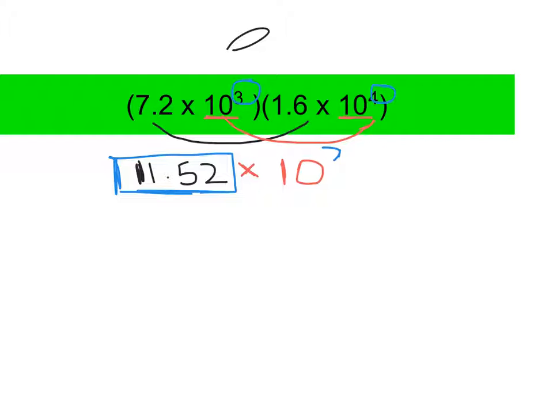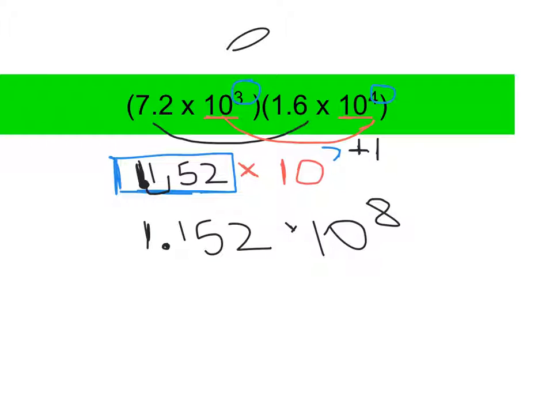11.52 is larger than 10, so we need to fix this decimal so that it's between 1 and 10. So to do this, we would move our decimal point one place to the left and then add that exponent change to our 7. So our final answer would be 1.152 times 10 to the 8th power. And then you're done. Alright, let's move on.